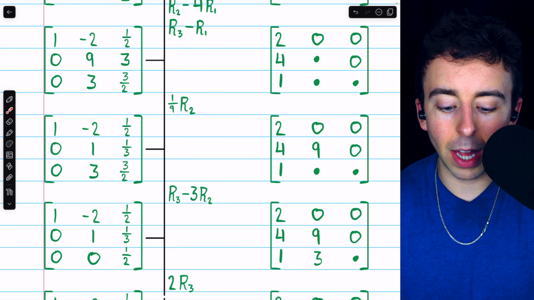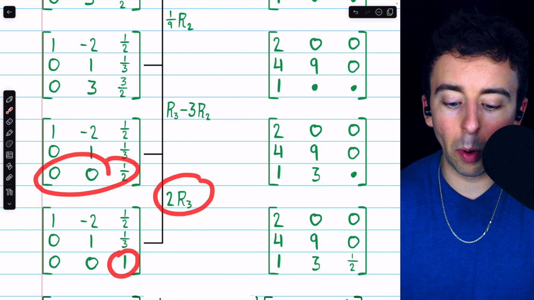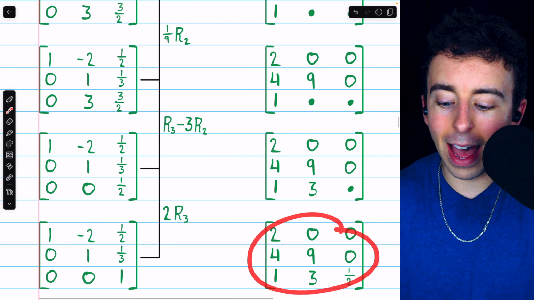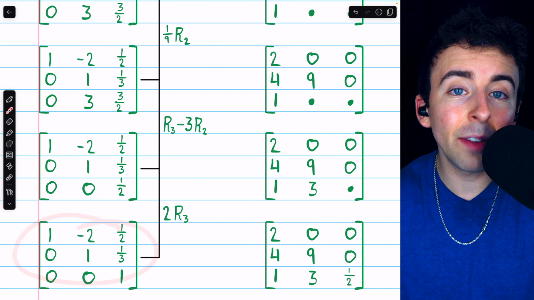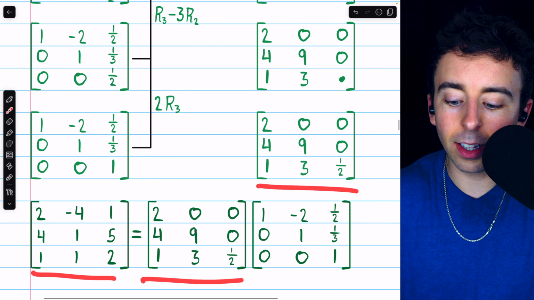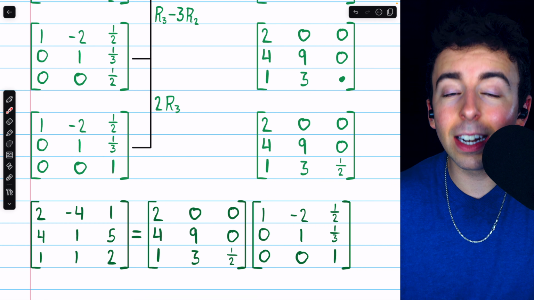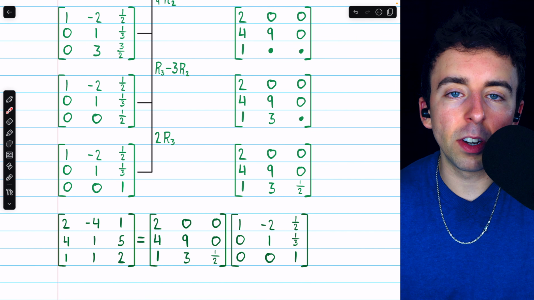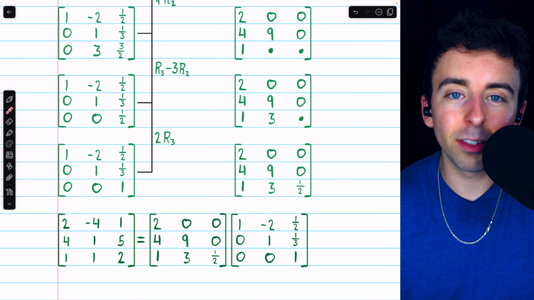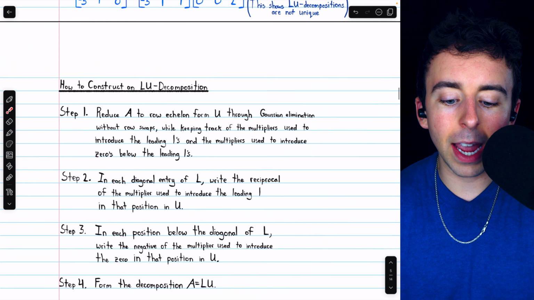Finally, we're going to multiply row 3 by 2 to get a leading 1. And so, in that same position where we're making the change, in L we'll put the reciprocal of 2, which is 1/2. Now we have L, and having completed Gaussian elimination, we have U as well. And thus we can form the decomposition A equals L multiplied by U. We've written A as a product of a lower triangular and upper triangular matrix. I'll leave a link in the description to a video where we use this decomposition in order to solve a system of linear equations, so check that out if you're interested. But that's an introduction to LU decomposition, where it comes from, and how it's used.